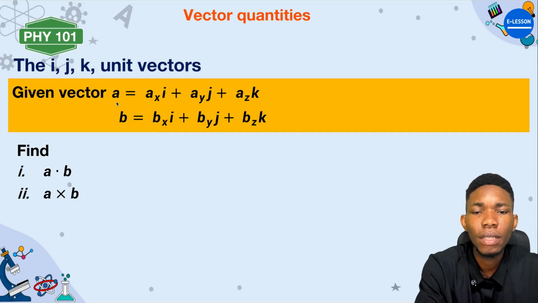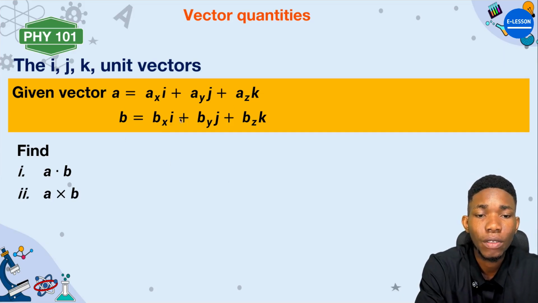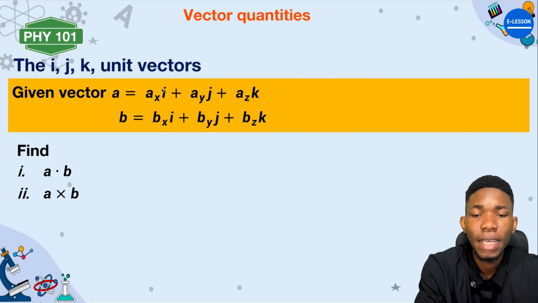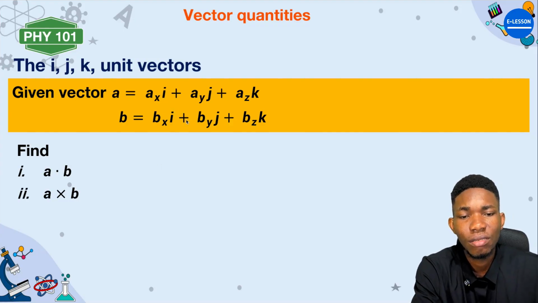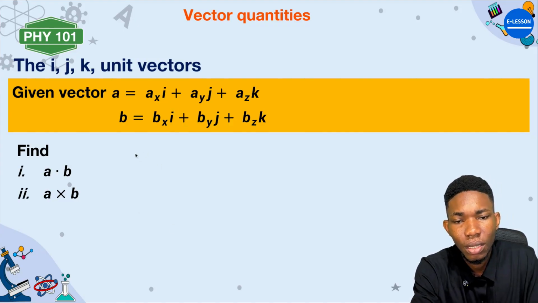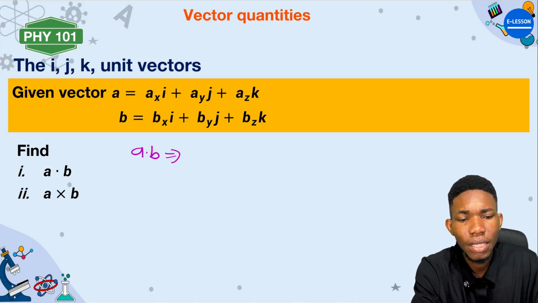Now, you are given vector A equals this and vector B equals this. Find A dot B. If you are to look for A dot B, how do you do that? This is just a way to make you understand everything we'll be doing. A dot B means you should use everything in A to multiply what you have in B, for I, that of J with this one, and then this with this. That is just the meaning.